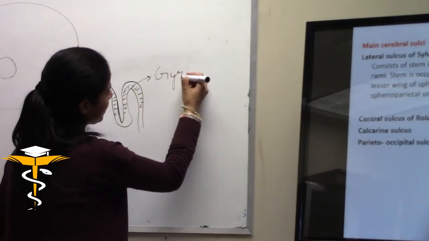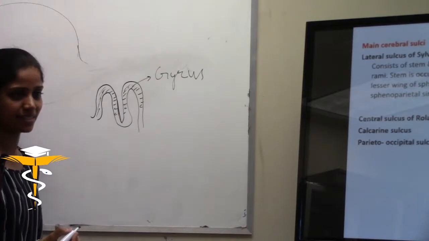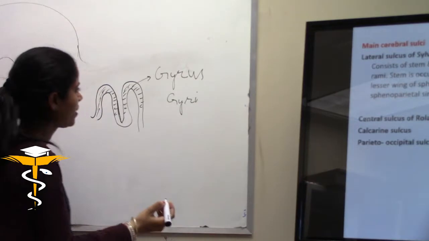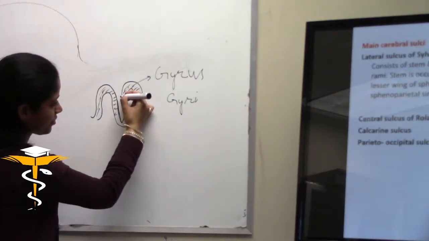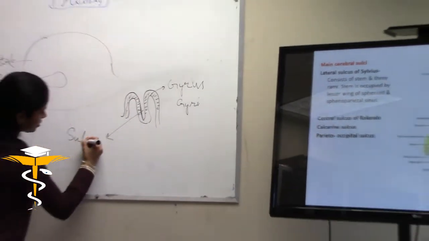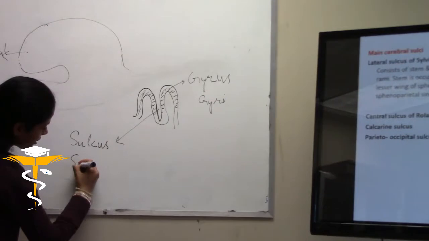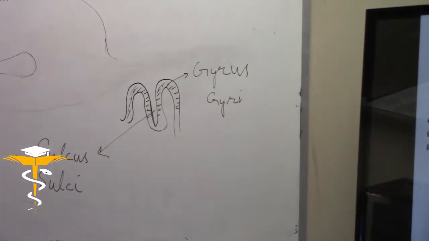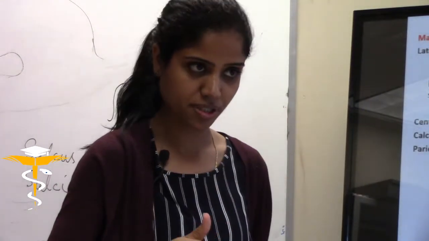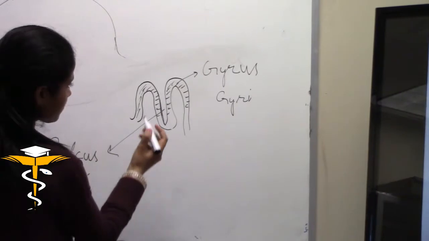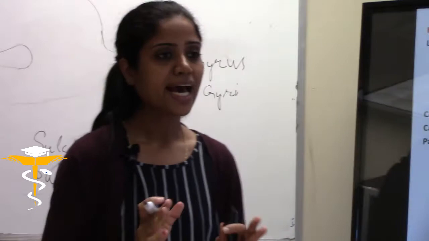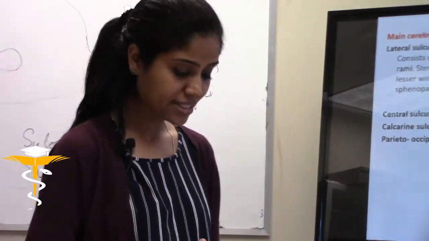Gyrus is basically an elevation. What do we call it? Gyrus. And the plural for gyrus is gyri. The second is the cleft or an indentation. It is called a sulcus, and its plural is sulci. So the surface of the brain is thrown into a number of surface elevations and depressions, which are given the names gyrus and sulcus. The plurals are gyri and sulci. The same thing you can see in this picture now.